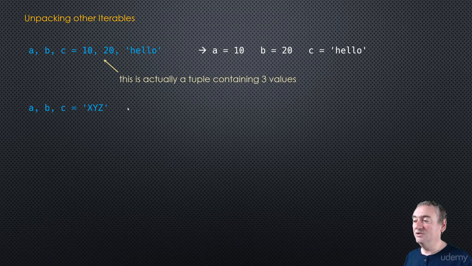We can also unpack a string. A string is an iterable. So x, y, z, well, that's going to get unpacked, and a will be x, b will be y, and c will be z. So again, this relative positioning.